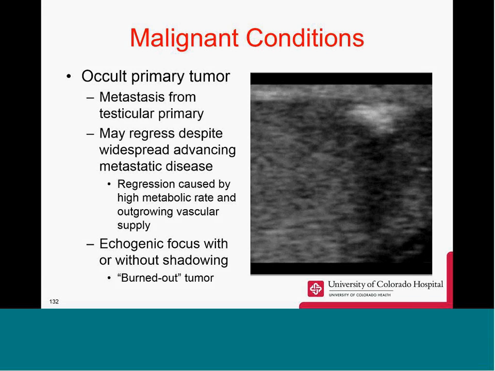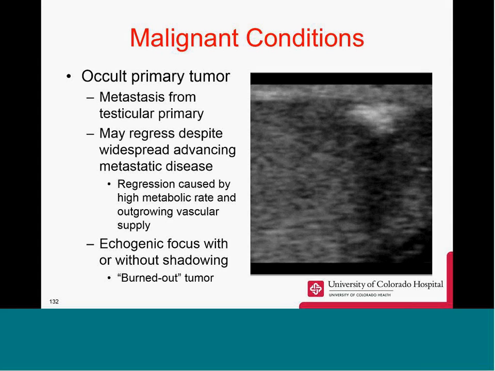An occult primary tumor. Ultrasound is an important tool for patients that present with mediastinal or retroperitoneal and supraclavicular metastasis from a primary metastatic testicular carcinoma who have a normal physical exam. The detection of an occult primary tumor is important because if it is not removed, metastasis will continue.